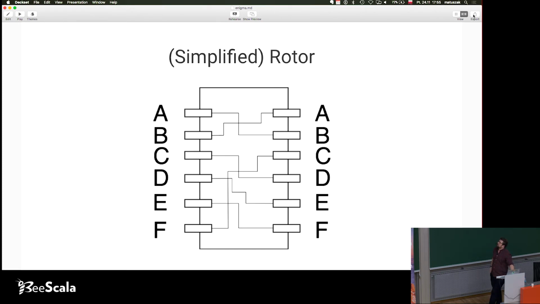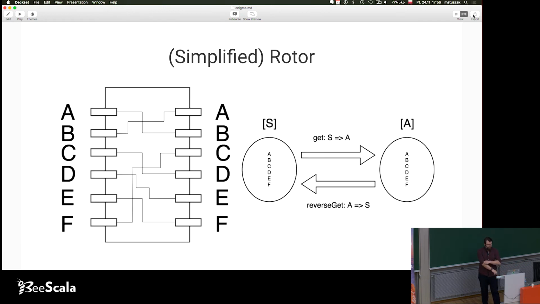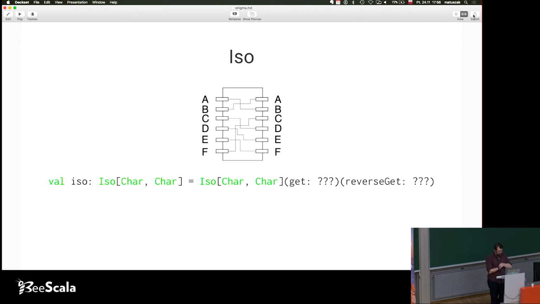So if we go back to our rotor, we can simplify it to something like a box with inputs and outputs and some connections inside. As you can see, this is an isomorphism, because we can find a mapping between the left side and the right side. So we can write an isomorphism between a character and a character. For the moment, we don't care about the implementation, but to create the isomorphism, we have to provide a get method and a reverse get method. But now you may ask, what's the gain? At the moment, nothing.